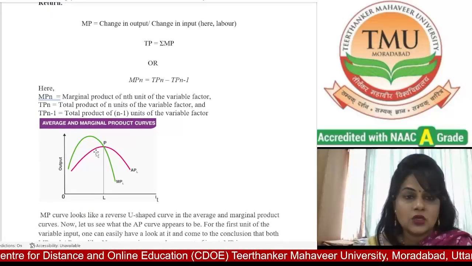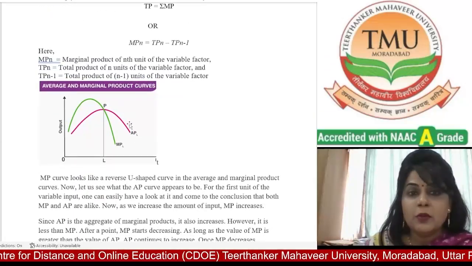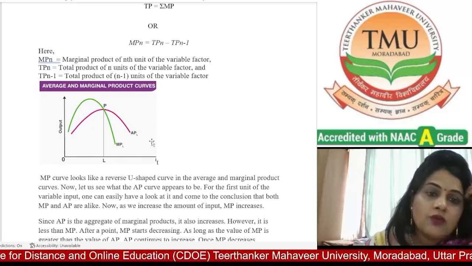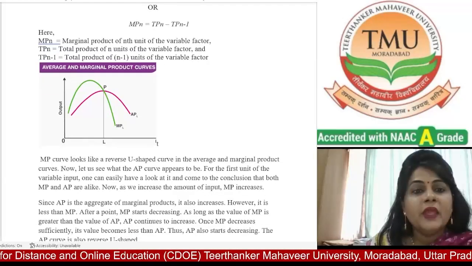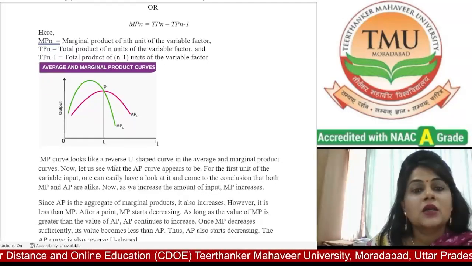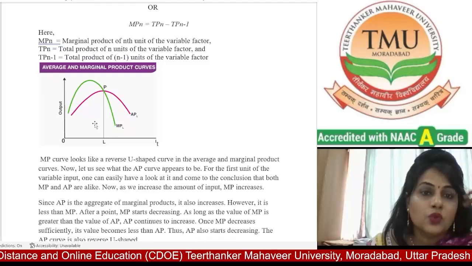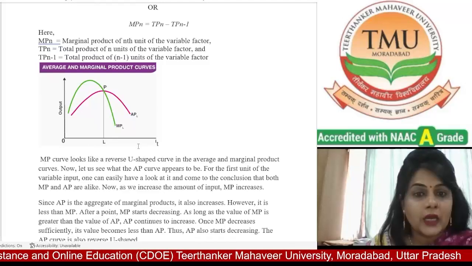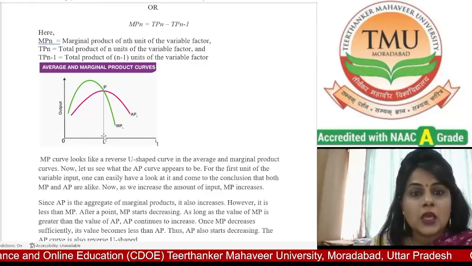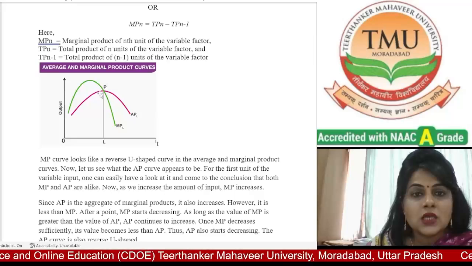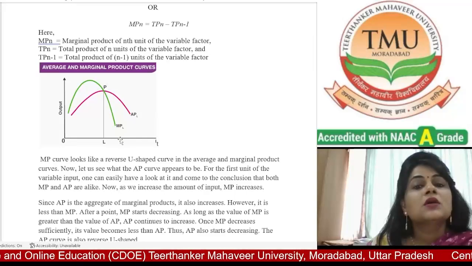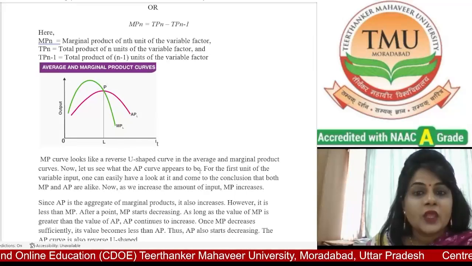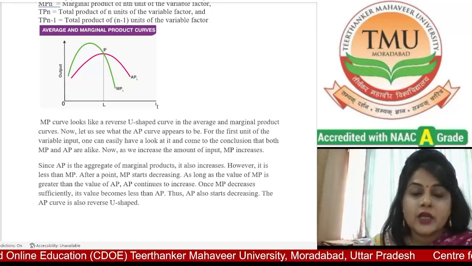In the diagram you can see the average and marginal product curves. Basically the MP curve looks like a reverse U, that is, an inverted U. You can see here MP. It is a reverse U-shaped curve in the average and marginal product curves.